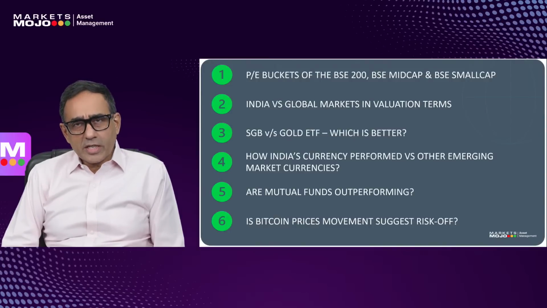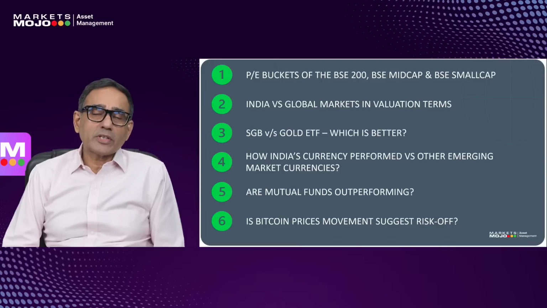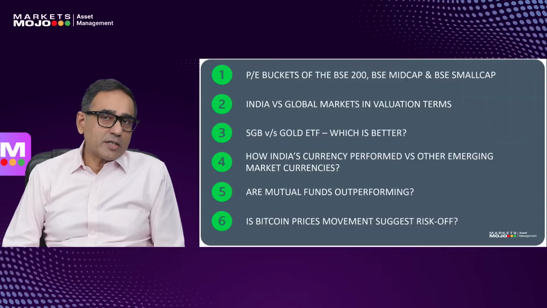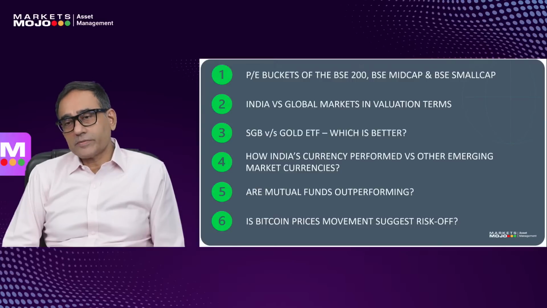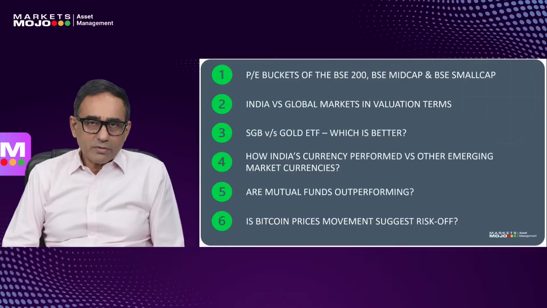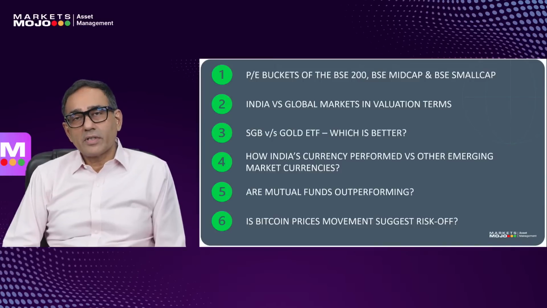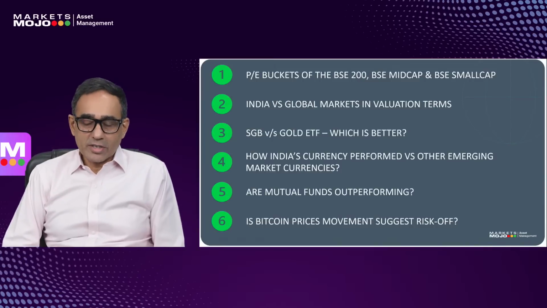The one question that keeps coming: are mutual funds outperforming? I'll show you the data category wise, for a 1 year period, 3 year period, and the 5 year period. Does Bitcoin price movement suggest risk off? Why am I saying so? I'll show you some graphs and then we can take a call on that.